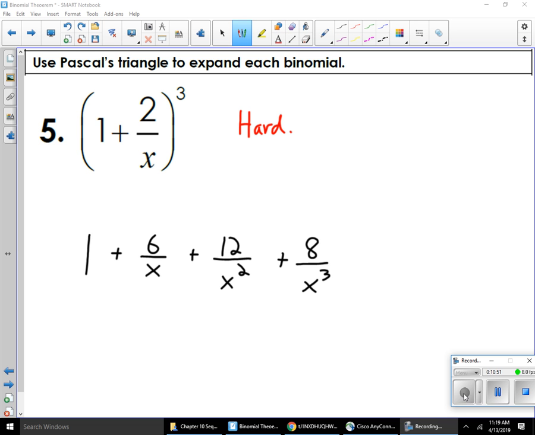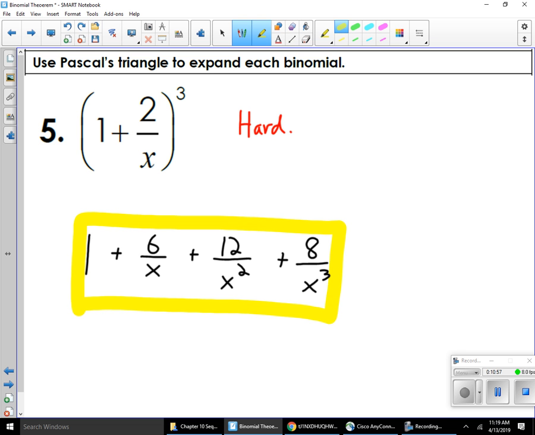Briefly mentioning the next two on the notes there. If you want to give them a shot with Pascal's triangle, I'll go ahead and give you the answers. But they are fairly difficult because you have that variable in the denominator. Feel free to play around with this if you want to. That's what the answer would be.